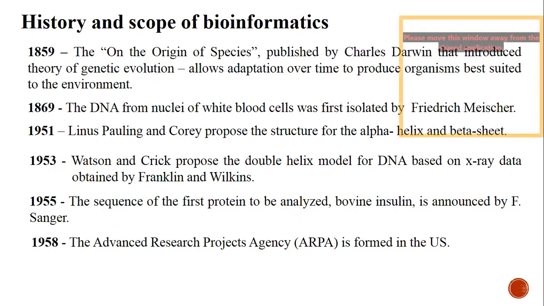In 1859, if we jump back, first we have Charles Darwin, who introduced us to genomics and evolutionary biology. After that, we have different databases and different analyses related to these sequences. In 1869, the DNA from the nuclei of white blood cells was first isolated by Friedrich Miescher. In 1951, Pauling and Corey proposed the structure of the alpha helix and beta pleated sheets, which we will study in the three-dimensional structure of proteins. In 1953, as you know, Watson and Crick proposed the double helix structure of DNA based on the X-ray data of Rosalind Franklin.